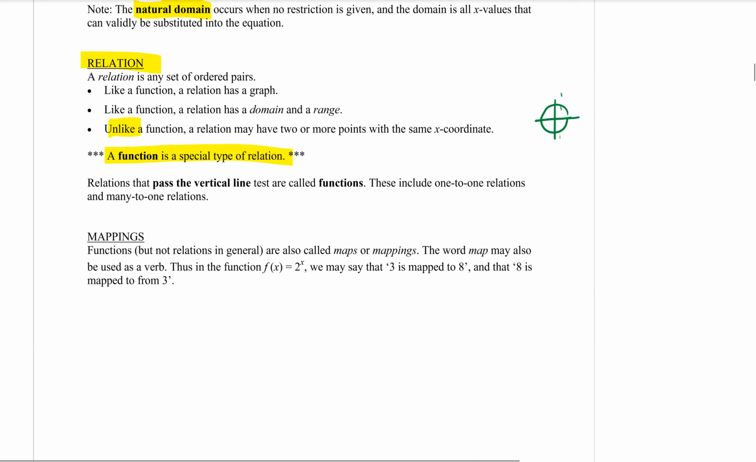Relations that pass the vertical line test, so that's mentioning our test for us, a reminder. If our relation passes the vertical line test, then it is a function. Functions include what we call one-to-one relationships or relations. Now, an example of a one-to-one relation would be a straight line, where for every x value that I have, I've only got one y value that I get from that.